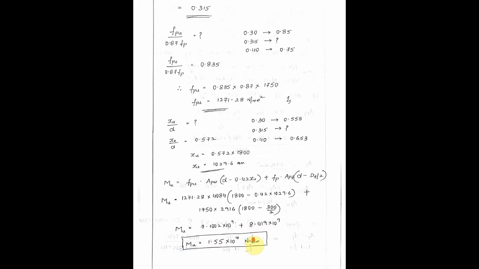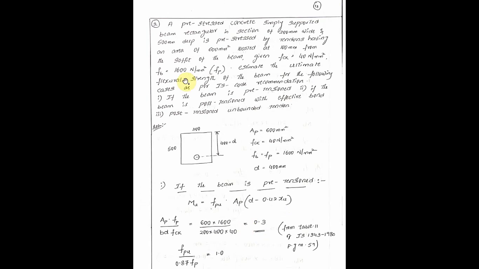Then the next problem. A prestressed concrete simply supported beam, rectangular in section, 200 mm wide and 500 mm deep, is prestressed by a tendon having an area of 600 mm square located at 100 mm from the soffit of the beam.